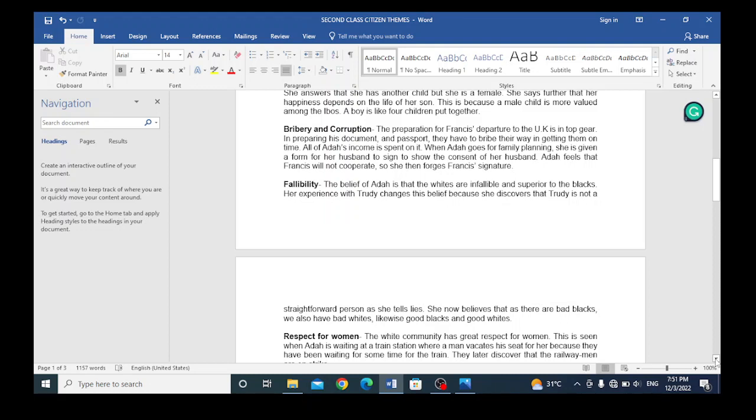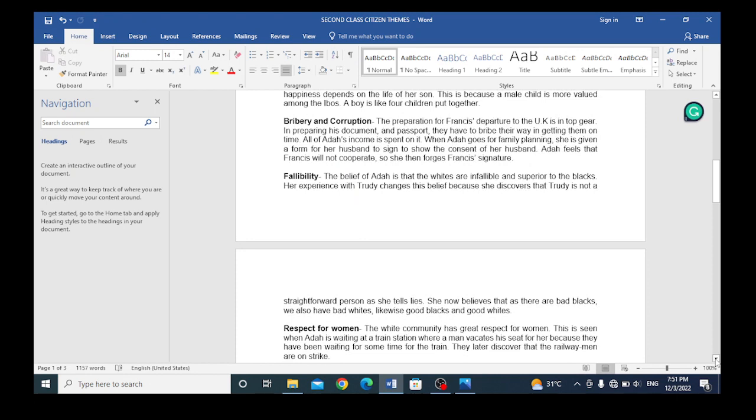That is forgery. The next point is fallibility. That is when we believe that somebody is perfect, cannot make any mistake. The belief of Ada is that the whites are infallible, that they cannot make a mistake, and are superior to the blacks. That's the general belief of many of us, that the whites are so perfect that they cannot make any mistake, and they are good. That all of them are good. That we don't have bad whites. So let's see what happens here. The belief of Ada is that the whites are infallible and superior to the blacks.